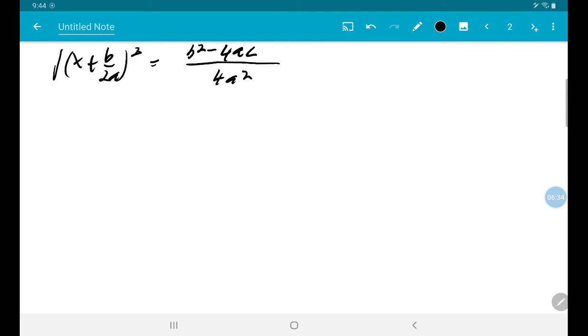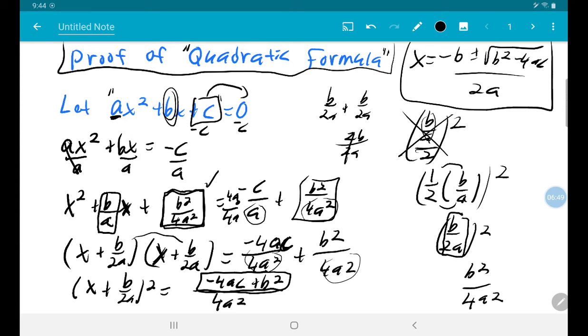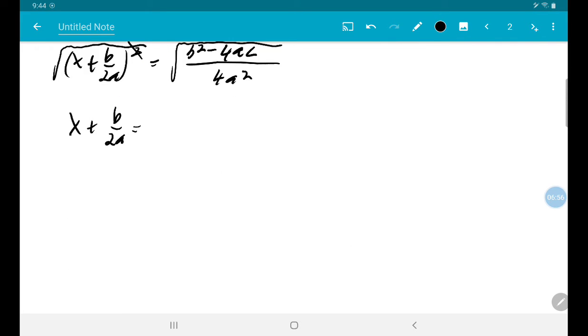So from here, I'm going to eliminate that squared by square rooting both sides, which is going to give me x plus b over 2a equals. Now, if you recall again, whenever I'm dealing with a squared here or a highest power or a degree of 2, it means I'm going to get two answers. So when I square root this side, it really is plus or minus the square root of b squared minus 4ac all over 4a squared.